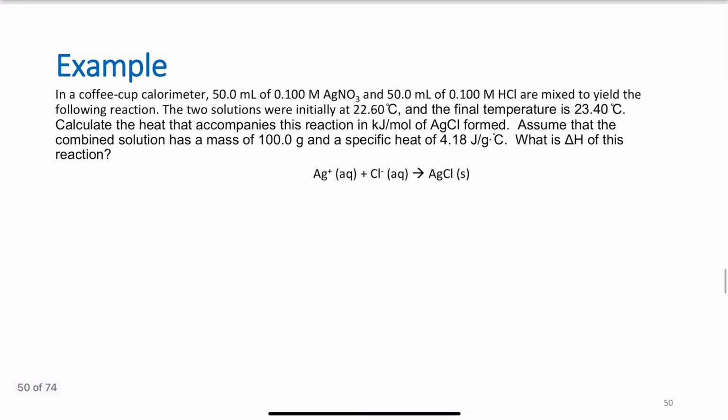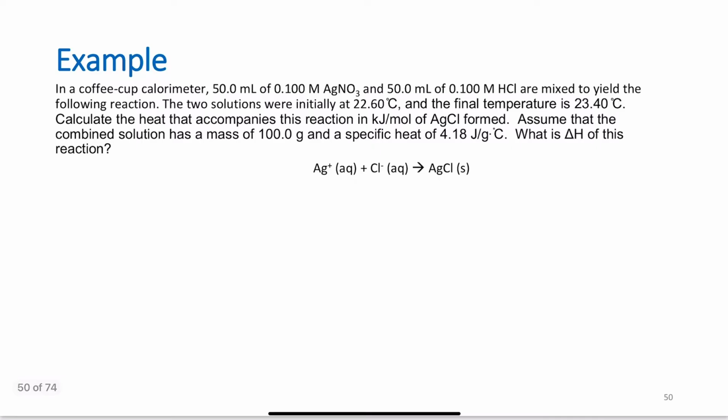I have one more example here before the chapter's finished, and you can look at the additional practice problems for additional help. But let's look at this one. We have a coffee cup calorimeter again, where we mix 50 mLs of a 0.1 molar silver nitrate solution and 50 mLs of a 0.1 molar HCl solution. The two solutions were initially at 22.6 degrees C. The final temperature is 23.4 degrees C. Calculate the heat that accompanies this reaction in kilojoules per mole of silver chloride formed. Assume that the combined solution has a mass of 100 grams and a specific heat of 4.18 joules per gram degree C. What is delta H of this reaction?